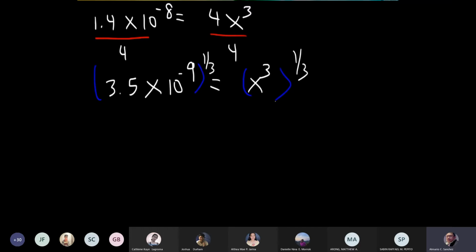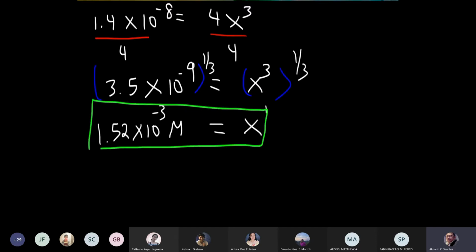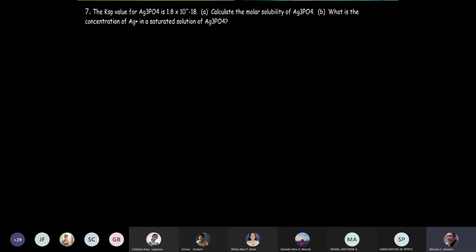When you raise one exponent to another, you need to multiply. 3 times 1/3, 3 over 3, that's 1. The 3's cancel. So you get x to the first power is simply x. So it's 3.5 times 10 to the negative 9 raised to the 1/3, or you could take the cube root of it. And so x is 1.52 times 10 to the minus 3 moles per liter, or molarity, and that's the molar solubility of lead 2 iodide. You just got to calculate the value of X.